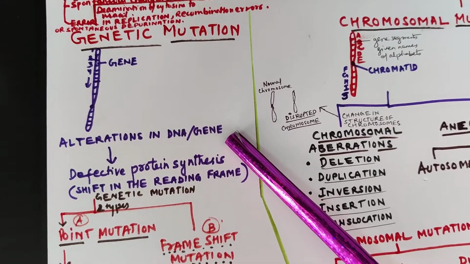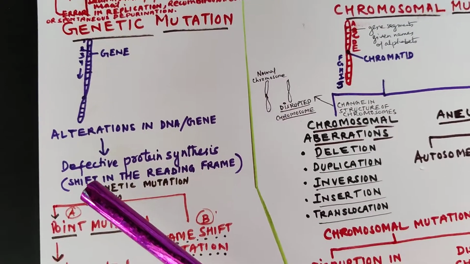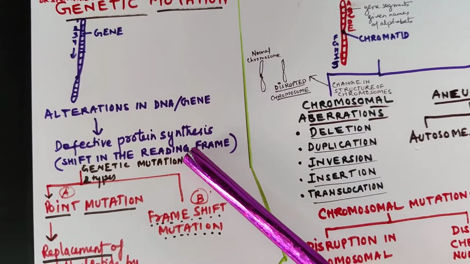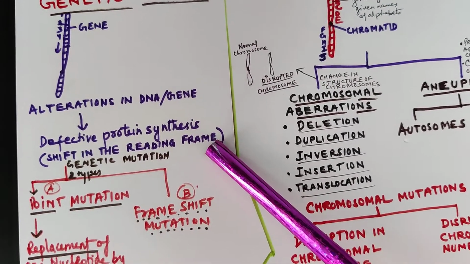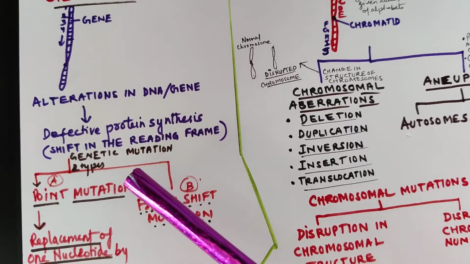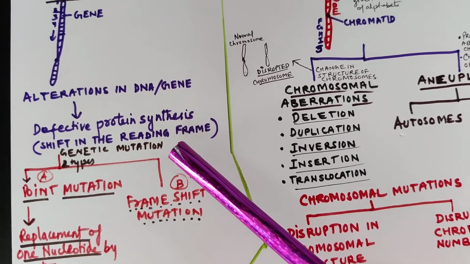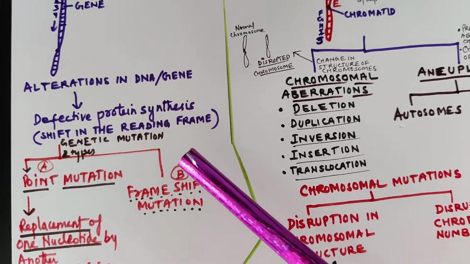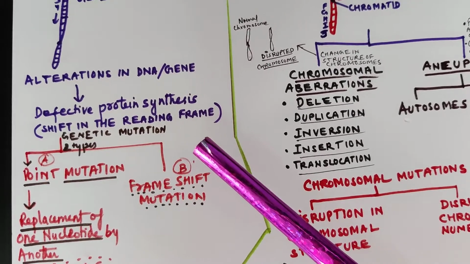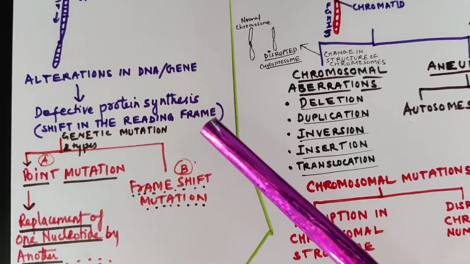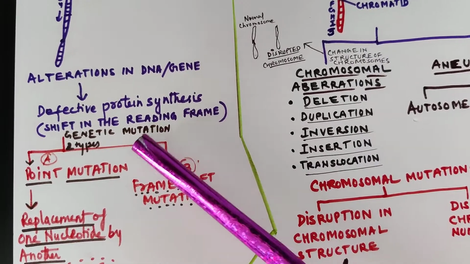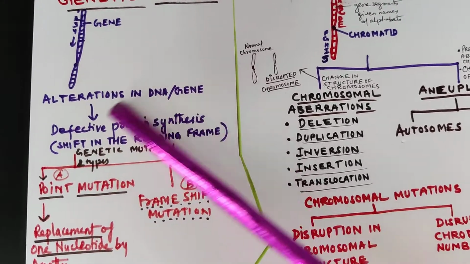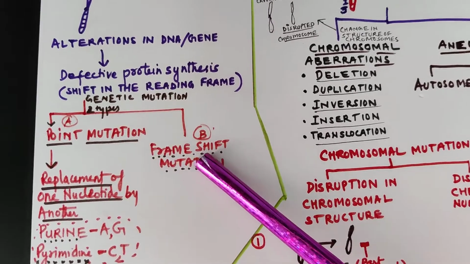Alteration in DNA or gene leads to a shift in the message coded by the DNA, because DNA always carries the protein message which has to be coded through the codons. Codons are always made up of 3 base pairs. So it is called Frameshift mutation. When the message read is different and another protein is coded, that is called Frameshift mutation. A shift in the reading frame leads to genetic mutation. These mutations are of 2 types: point mutation and Frameshift mutation.